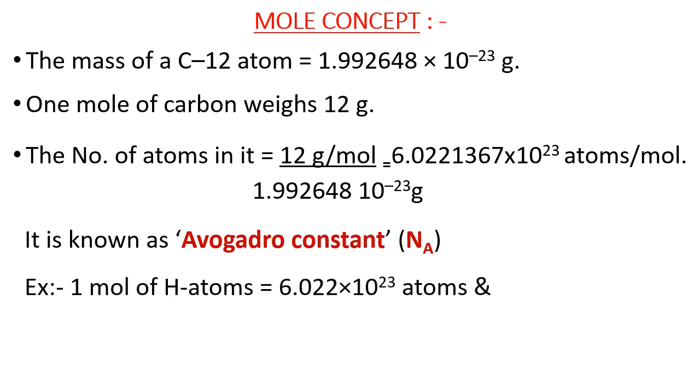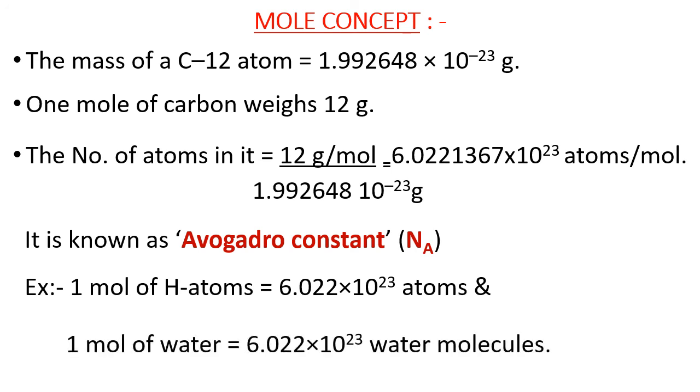For example, 1 mole of hydrogen atoms contains 6.022 × 10^23 atoms. Similarly, 1 mole of water contains 6.022 × 10^23 water molecules.